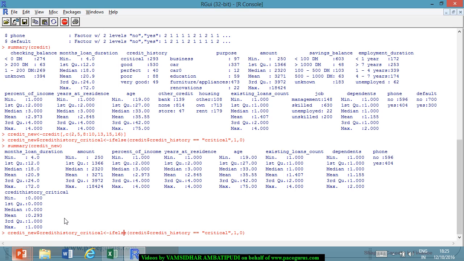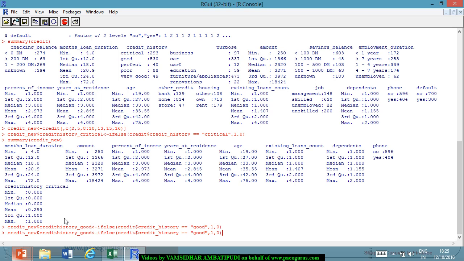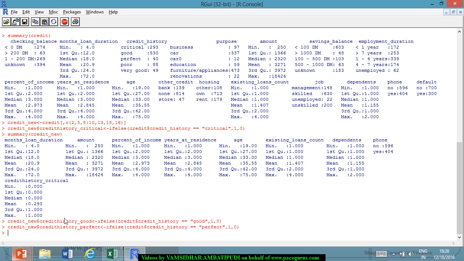credit_new$credit_history_, instead of critical now, let me set it as good. And ifelse credit_history is equal to good, I will make it 1, otherwise 0. So I'm creating a new variable called credit_history_good. The same way, now let me change it to perfect. I'll create another new variable called perfect, and here also I would be considering it as perfect. So I should get 40 of them in that particular class.